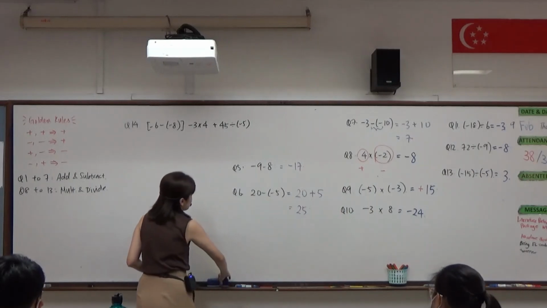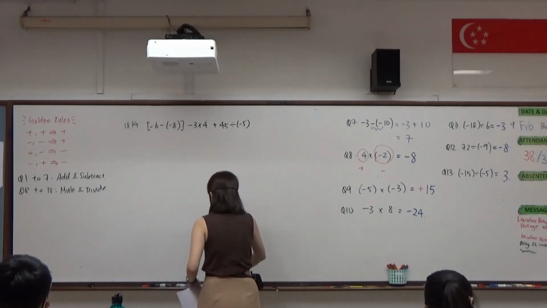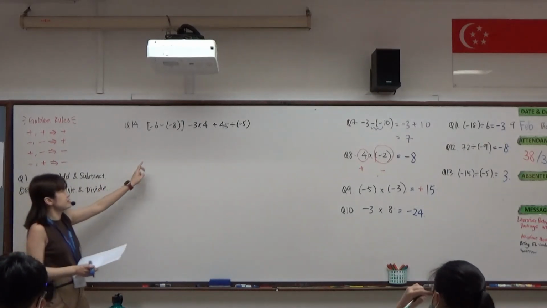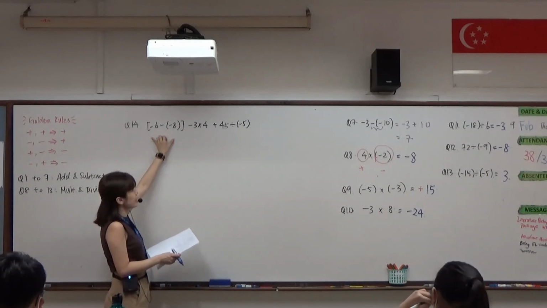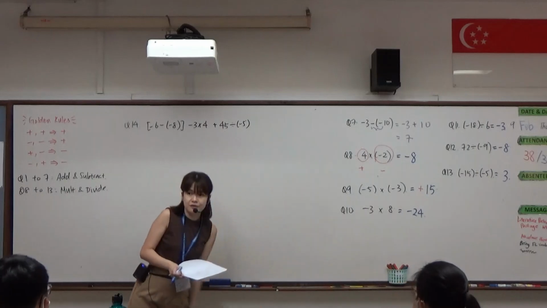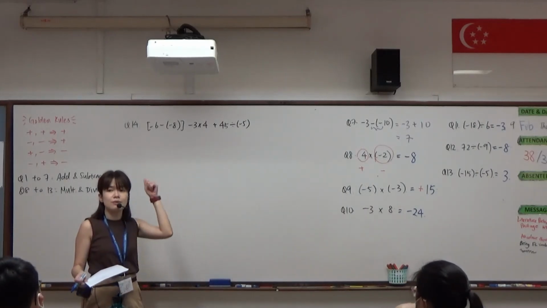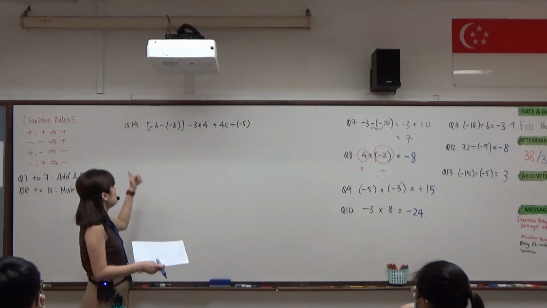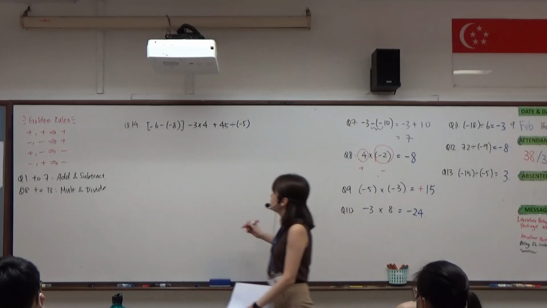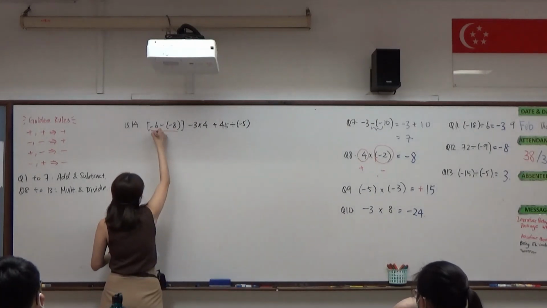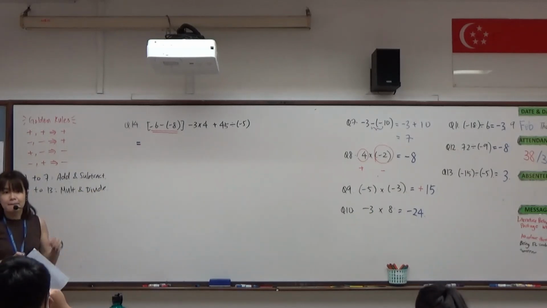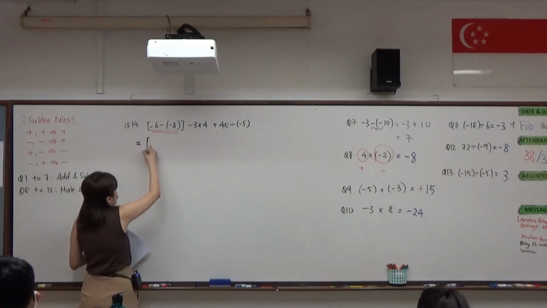So let's work this out together. Now, we have negative 6 minus negative 8 in brackets, minus 3 times 4 plus 45 divided by negative 5. We know that our rule says we must do brackets first. So let's handle the ones inside the square brackets. We need to first simplify what's inside the square brackets.